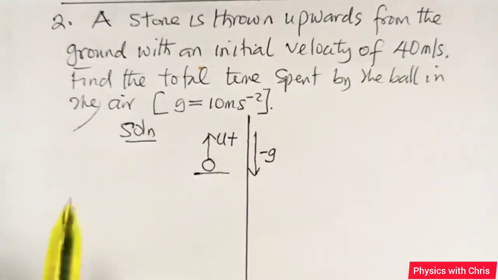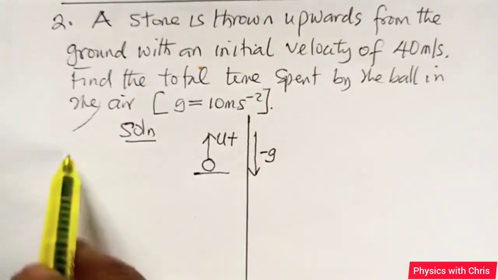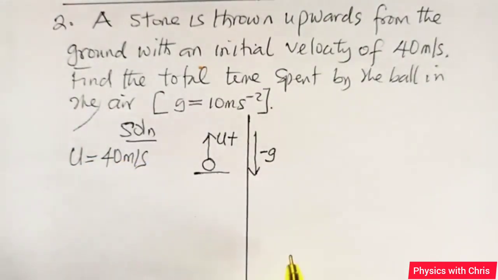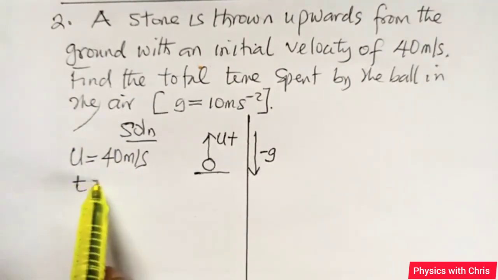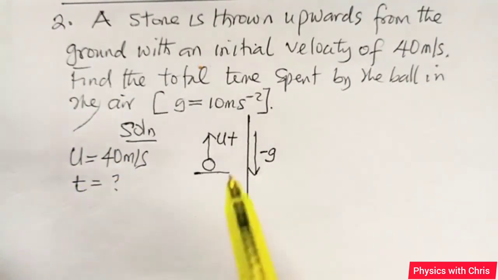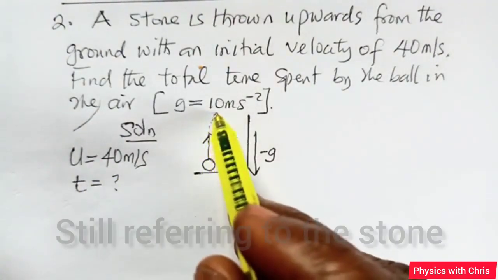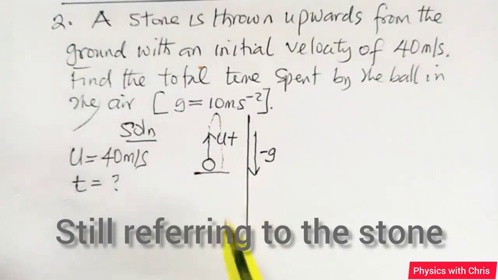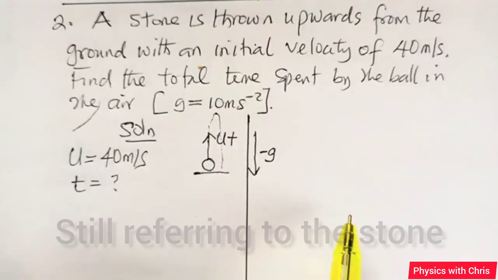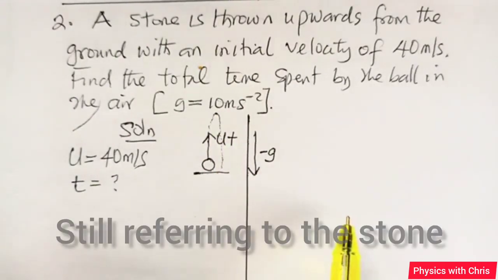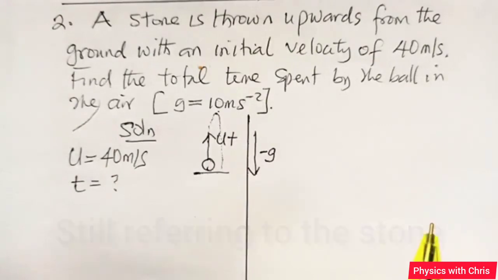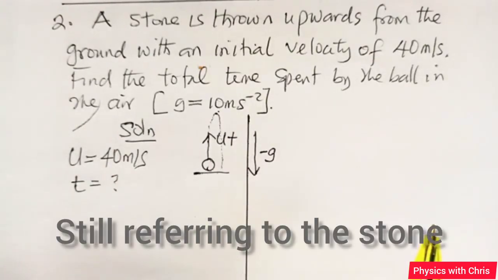Okay, so a stone is thrown upward from the ground with an initial speed of 40 meters per second. That's the initial speed. And then it says find the total time spent by the ball in the air. Total time, that is the time taken for the ball to rise like this, reach its maximum height, and then fall back to the ground, back to the same point where it was projected from. So the total time spent by the ball is more like the time of flight. That's the time taken to rise from here to its highest point and then fall back to the same point it was projected from.